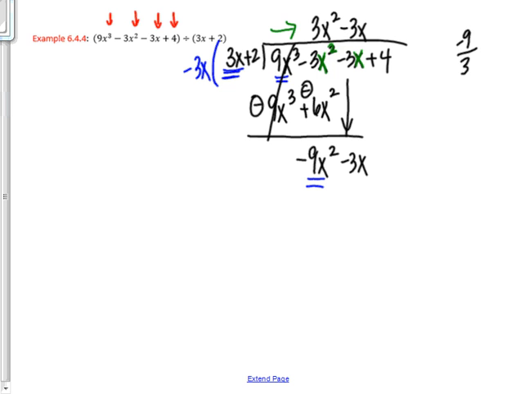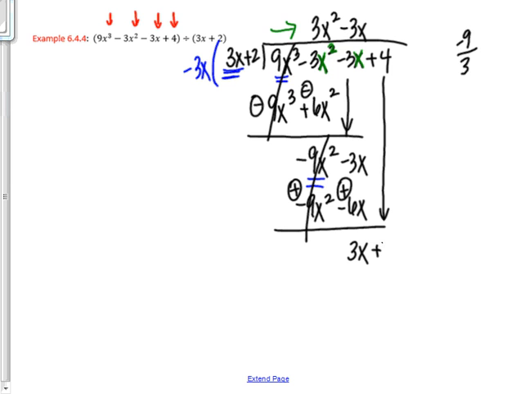So let's do that. What is negative 3x times 3x? That's negative 9x squared. And what is negative 3x times 2? That's negative 6x. Draw a line. Change the signs on the bottom. So this one's going positive, so is this one. Those cancel. And what's a negative 3x plus 6x? Well, that's going to be 3x. Bring down your 4, and you are almost finished.